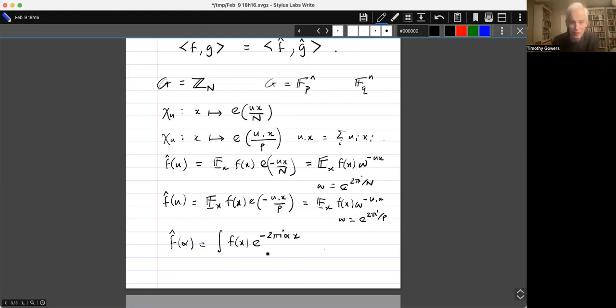I don't want to get into what choice of normalizing factor I want to use here, or where this integral is defined and so on and so forth. It's just that you've seen that kind of formula. Or whether you have a plus here instead of a minus, that's another choice you can make.